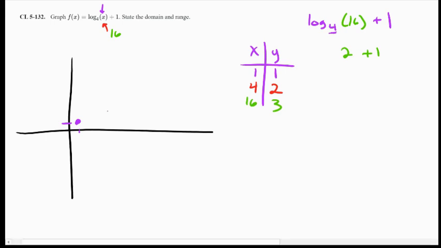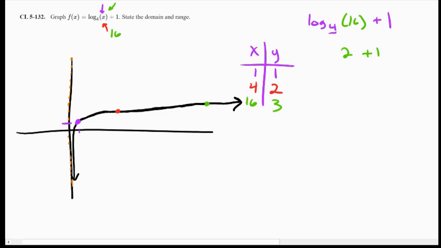Let me go ahead and sketch this for (4, 2) and (16, 3). And in this case, I know that I have no H value. There's no shifting of the vertical asymptote. So there's a vertical asymptote at x equals 0 here. And so my graph is going to be drawn kind of like this. Sorry, it's a little bit squiggly there, but you get the general idea.